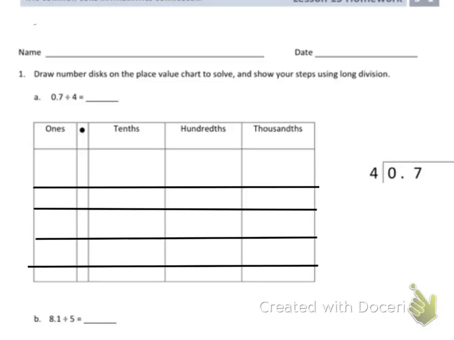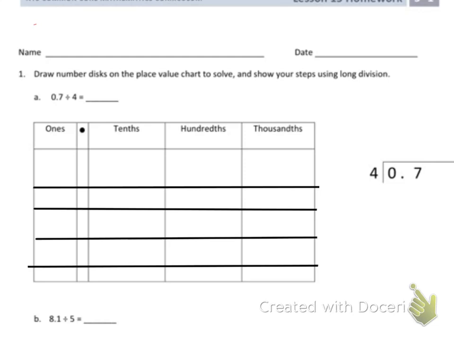On page 2 of Lesson 14's homework, the directions read, draw a numbered disk on the place value chart to solve, and show your steps using long division. So on 1A it says 7/10 divided by 4.